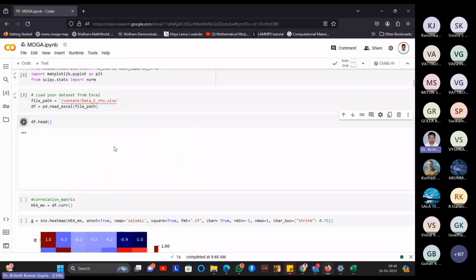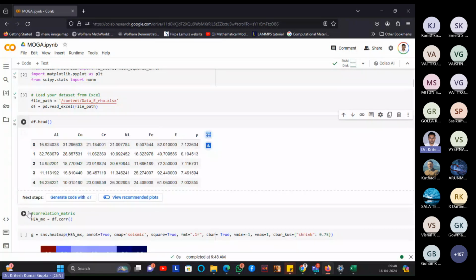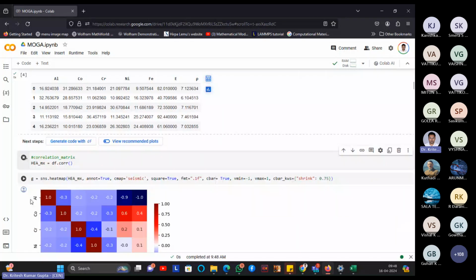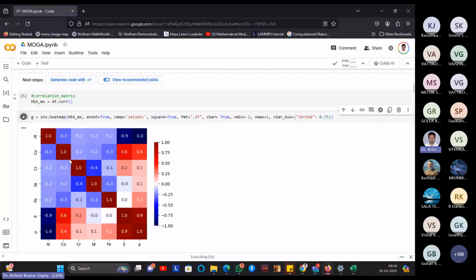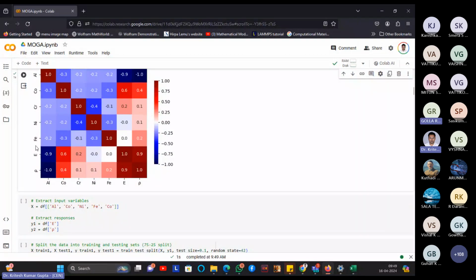Okay. So this is my data set. Again, I will get the feel of the data, how my data set looks like. Okay, so same thing, aluminium, cobalt, as we have seen earlier, right? One more thing we can observe is that rho and E, these are all having positive correlation.